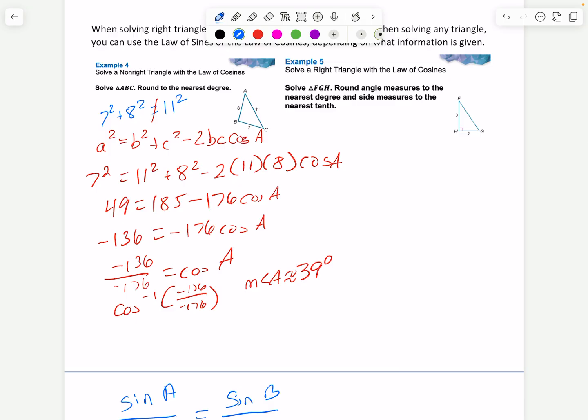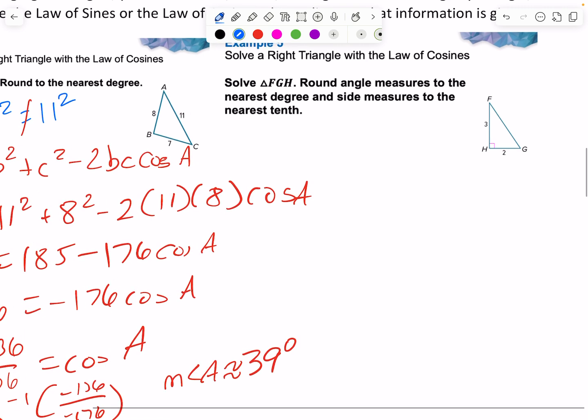What about solving a right triangle? Okay, so look at FGH here. Now, we're being told that's a right triangle, right? It says round the measures to the nearest degree and side measures to the nearest tenth. But basically, we've got two angles and one side still defined here. So you've got to put all this together, right?